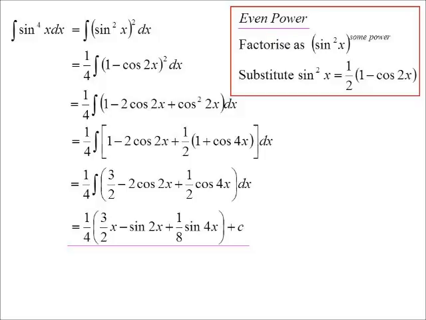I'll rewrite it as sine squared to some power, substitute in the double angle result. And you're just hoping that the power's not too big. Because obviously if the power's big, we're going to have a long expansion and we might have to do that process over and over again so I can eventually bring everything down to sines and coses.